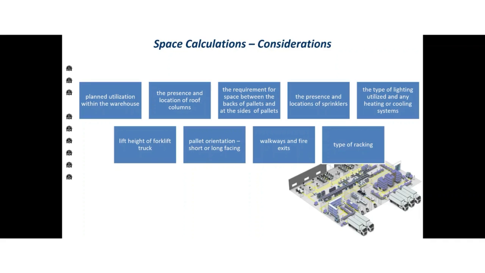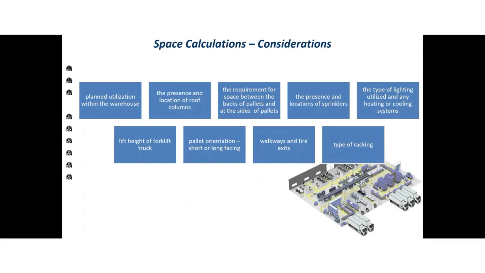The requirement for space between the backs of pallets and at the sides of pallets. The presence and locations of sprinklers, either in the ceilings or in the rack. The overhead pipes and sprinklers will limit the height both within the warehouse and within the racking itself. The type of lighting utilized and any heating or cooling systems installed. Lift height of the forklift truck. Different types of forklifts will have different lift height capabilities.